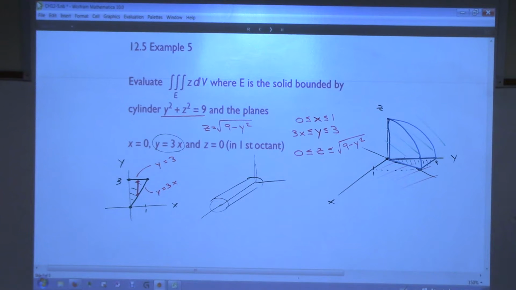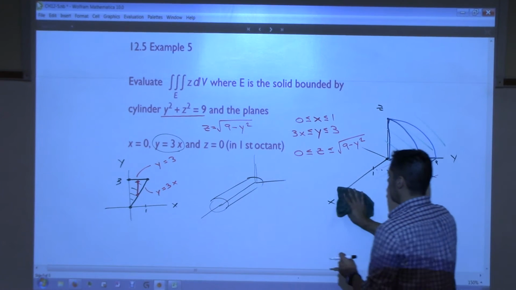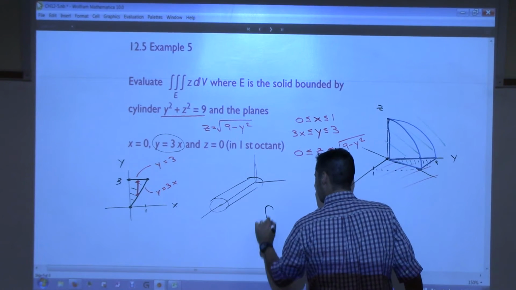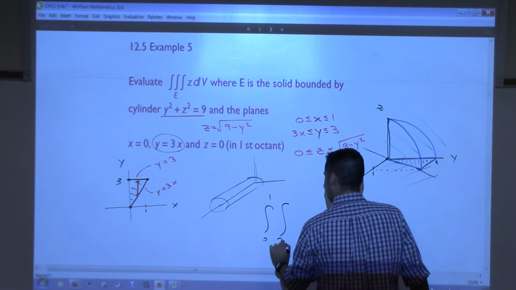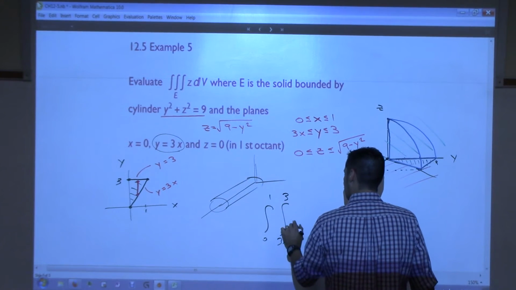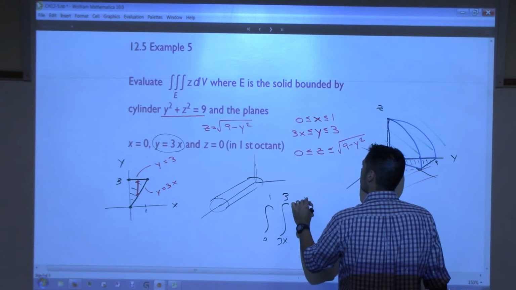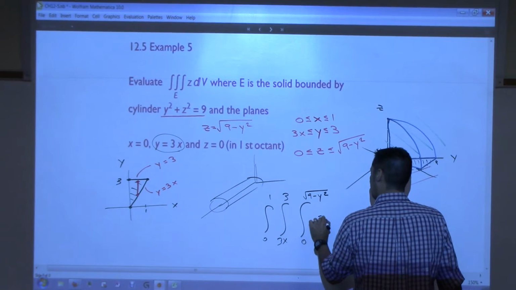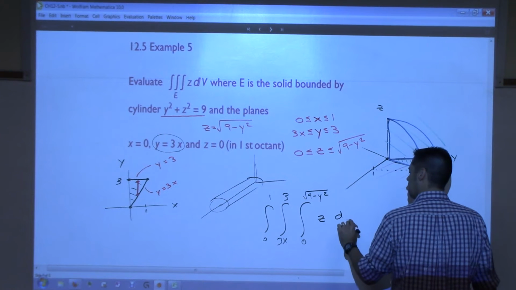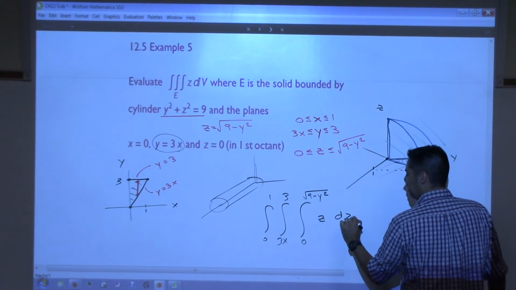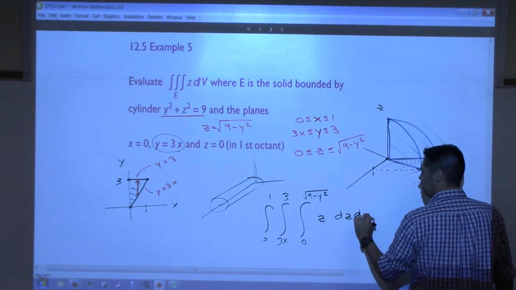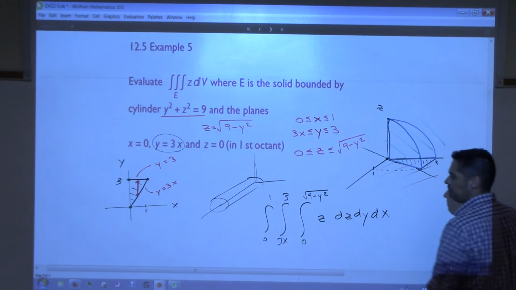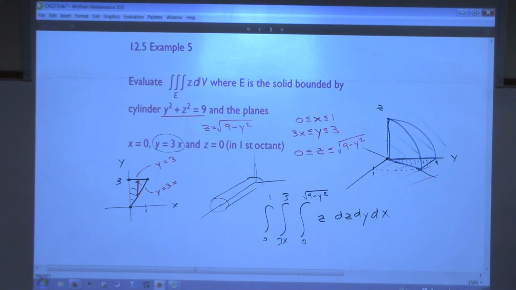So you'll have triple integral 0, 1, 3x, 3, 0, square root 9 minus y squared. We are integrating z, dz, dy, dx, because it's type 1. And then you go do it.